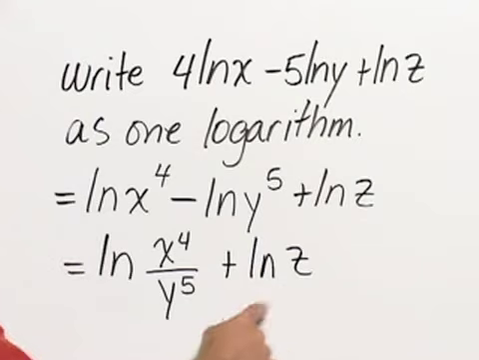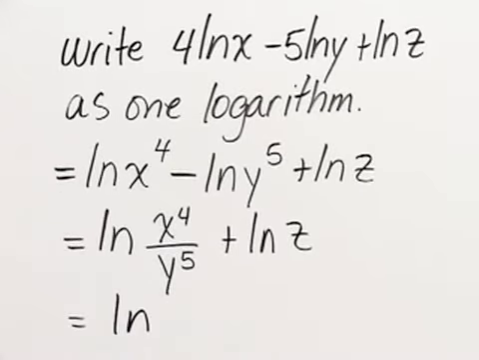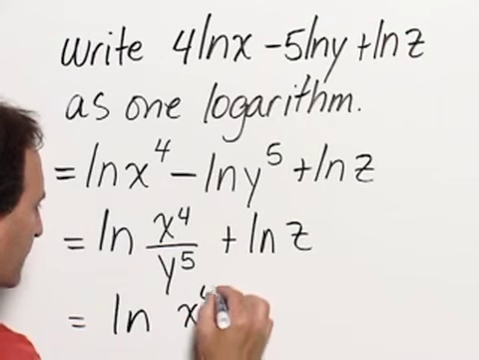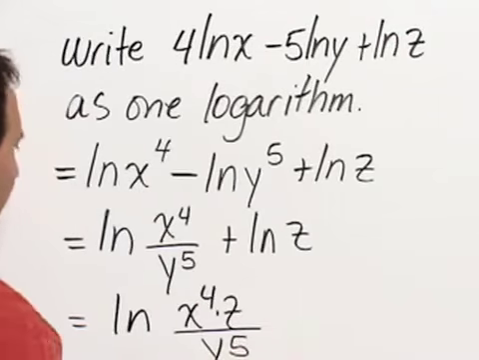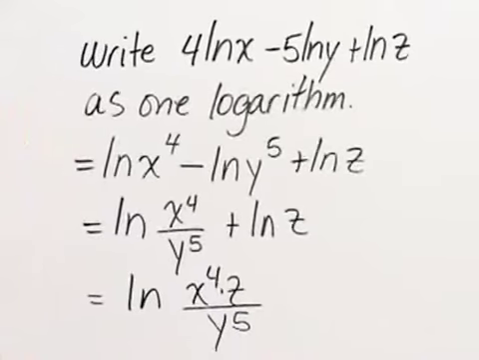When we are adding two logarithms, then that is the equivalent of taking the logarithm of their product. So this would be the natural logarithm of x to the 4th times z over y to the 5th, and then that is our answer.